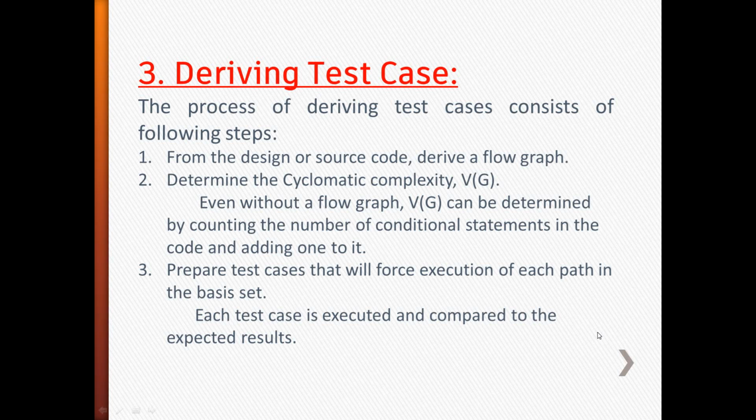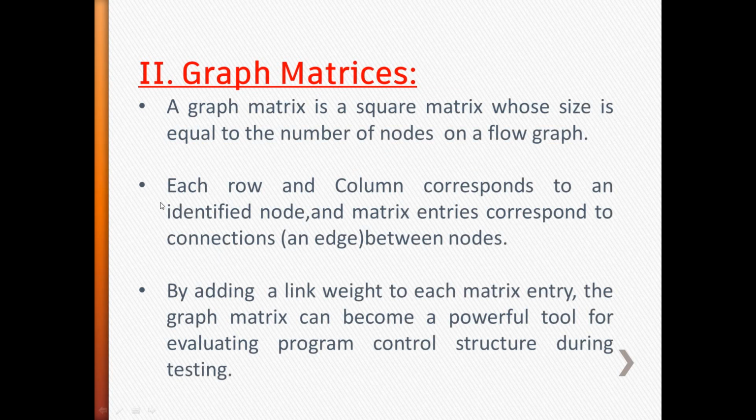Deriving test cases. The process of deriving test cases consists of the following steps. First step, from the design or source code, derive a flow graph. Second step, determine the cyclomatic complexity V of G. Even without a flow graph, V of G can be determined by counting the number of conditional statements in the code and adding one to it. Third step, prepare test cases that will force execution of each path in the basis set. Each test case is executed and compared to the expected results.